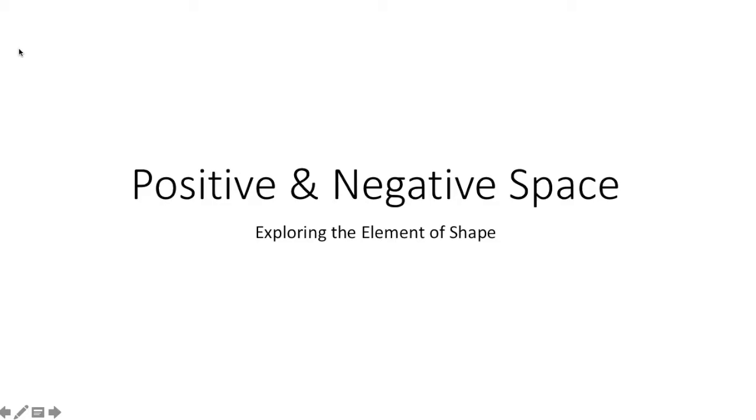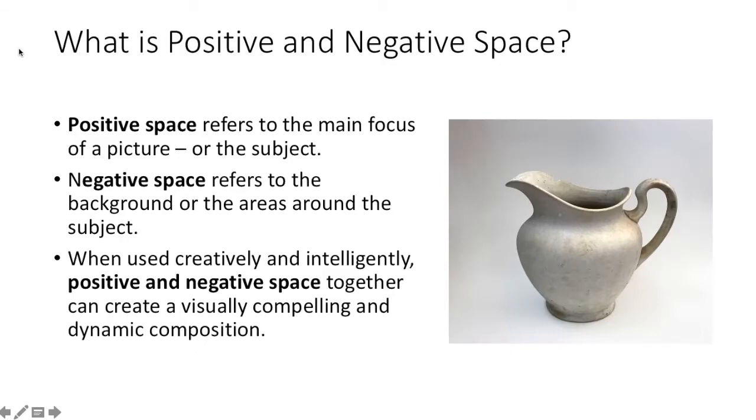Okay, let's talk about positive negative space, and this is part of our shape module. So, what is positive negative space? Essentially, positive space is the main focus of an image or the subject of an image. And here you can see it's the picture. That's the positive space. The negative space is therefore any background or areas around the object that aren't activated. So all this empty space here, this is all the negative space.